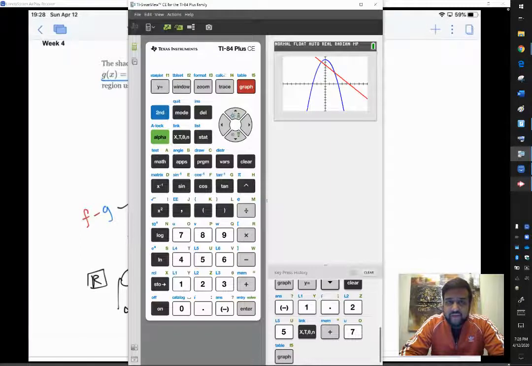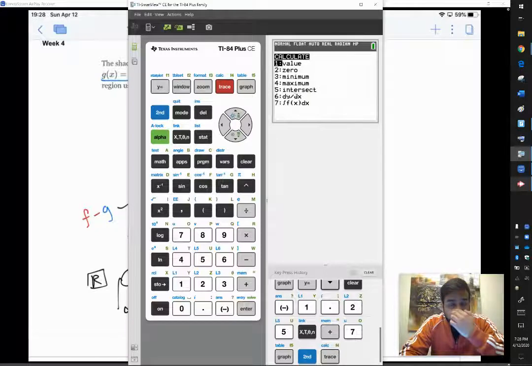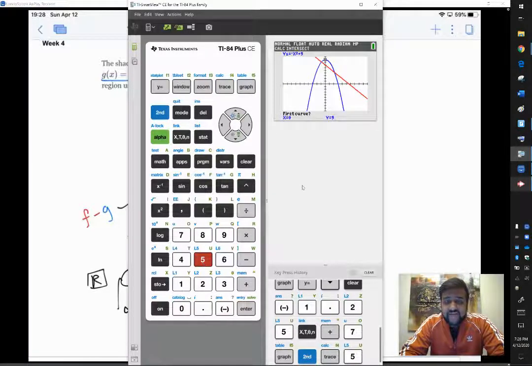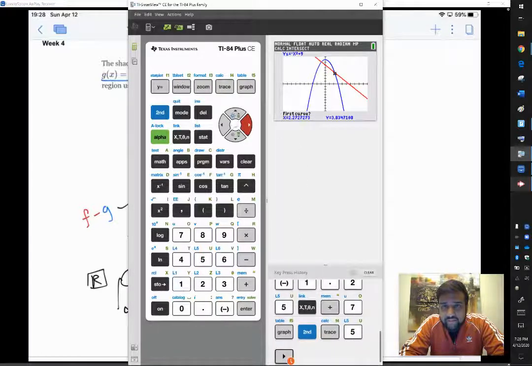You may remember this from an earlier math class. There's a way to find the intersection between two curves, and that is to go to the second trace menu, or the calc menu. Second trace. And then choice 5 is intersect. So I'm going to choose that. It first asks for the first curve. I'm actually going to move my cursor close to where I want it to be. I'm going to press enter. Second curve, yep. And again, make sure your cursor is near where you want it to be when it asks for guess.